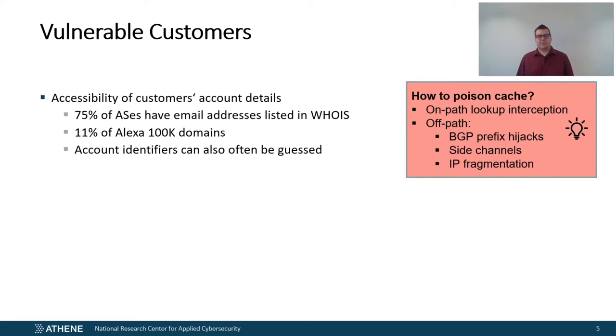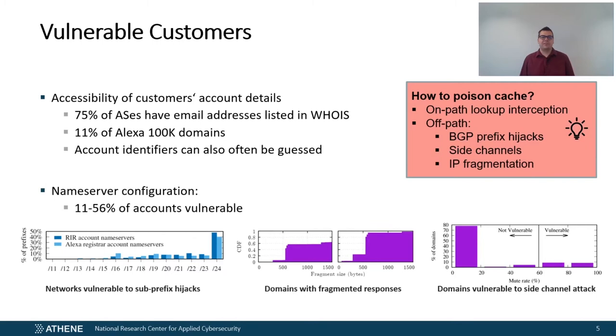And even if this is not possible, the account identifier, which needs to be entered into the web interface, can often be guessed. For example, because the resource holder uses an email address like ipmanagement@provider.com or NOC@company.org. And the second property for a customer to be vulnerable is essentially the name server configuration of the domain where the account email address is hosted. And depending on the poisoning methodology we evaluated, we find that 11 to 56% of the accounts are vulnerable to these attacks.